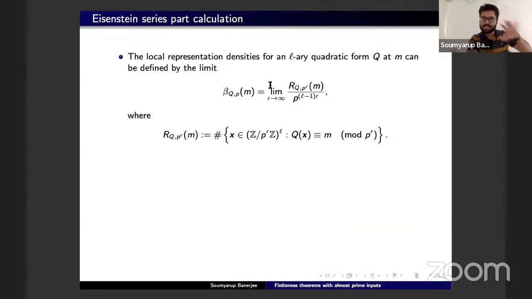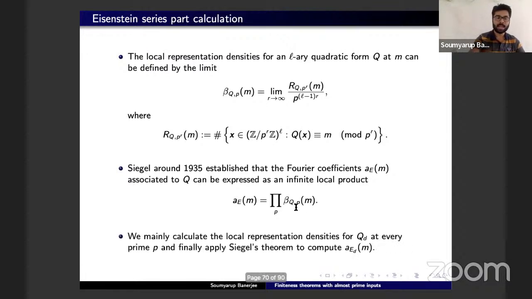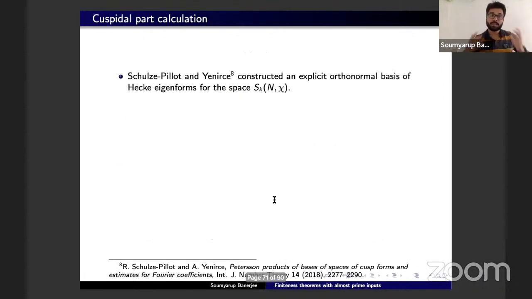The local representation density for a quadratic form Q at m can be defined by the limit in this way, where r_Q(p^r, m) is basically the cardinality of the set. Siegel, around 1935, established that the Fourier coefficient a_E(m) associated to Q, the Eisenstein series coefficient, can be expressed as an infinite local product of beta_Q,p(m). So to compute a_E(m), we need to compute beta_Q,p(m) at every prime p. That's what we have done in our calculation. We mainly calculate the local representation densities for Q_D at every prime p and finally apply Siegel's theorem to compute a_E(m).